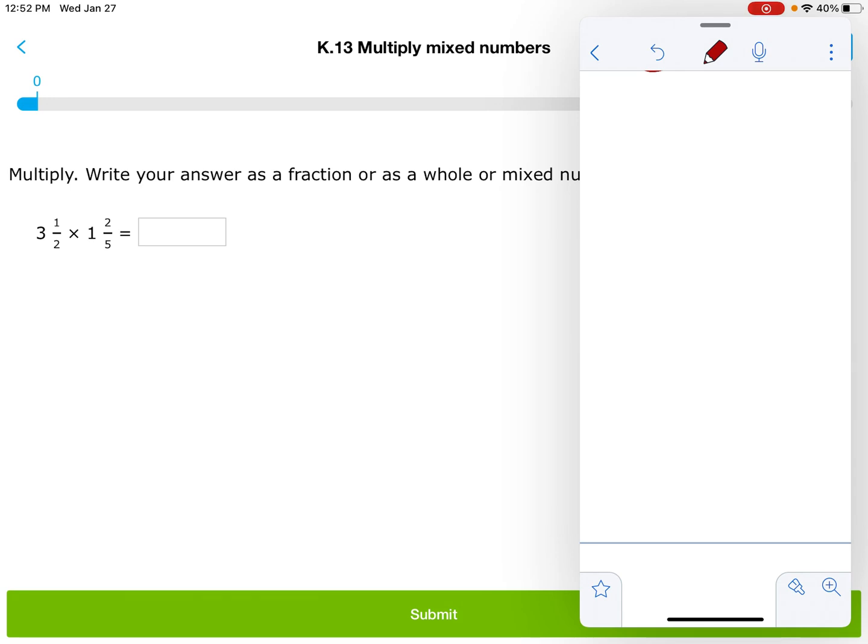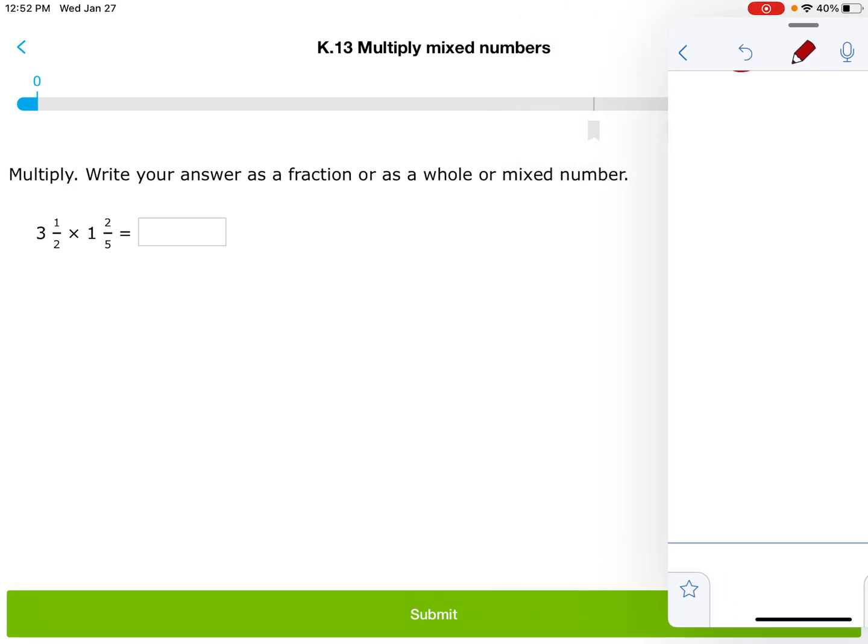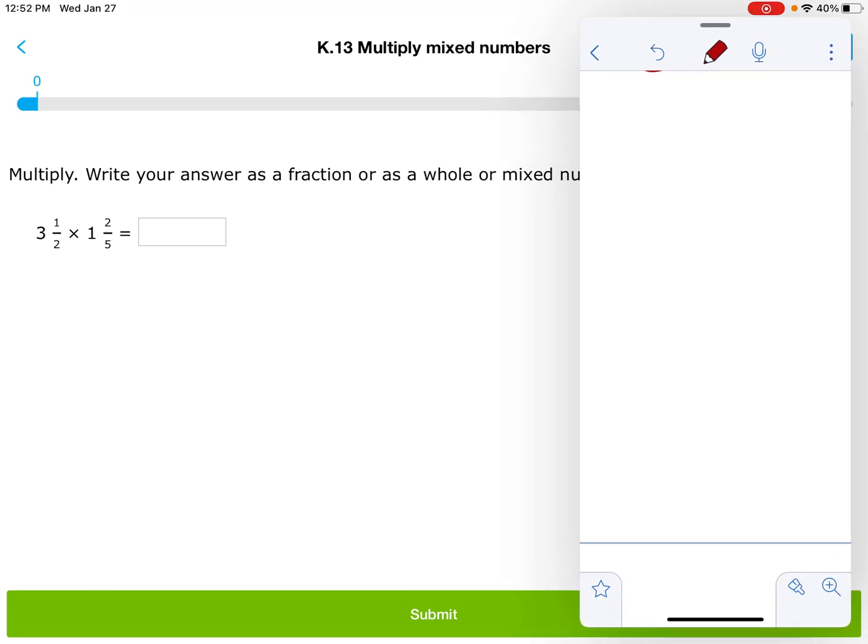Today we are going to work on our IXL for lesson 4.5. So our IXL is K.13, multiplying mixed numbers. We need to multiply and then write our answer as a fraction, a whole number, or a mixed number. Remember with IXLs we do not need to simplify our answers, which is super nice. And remember, your goal is to always get to 70%. If you can't quite get to 70, send me a message on Schoology and I will help you out, okay? Alright, so let's get started.